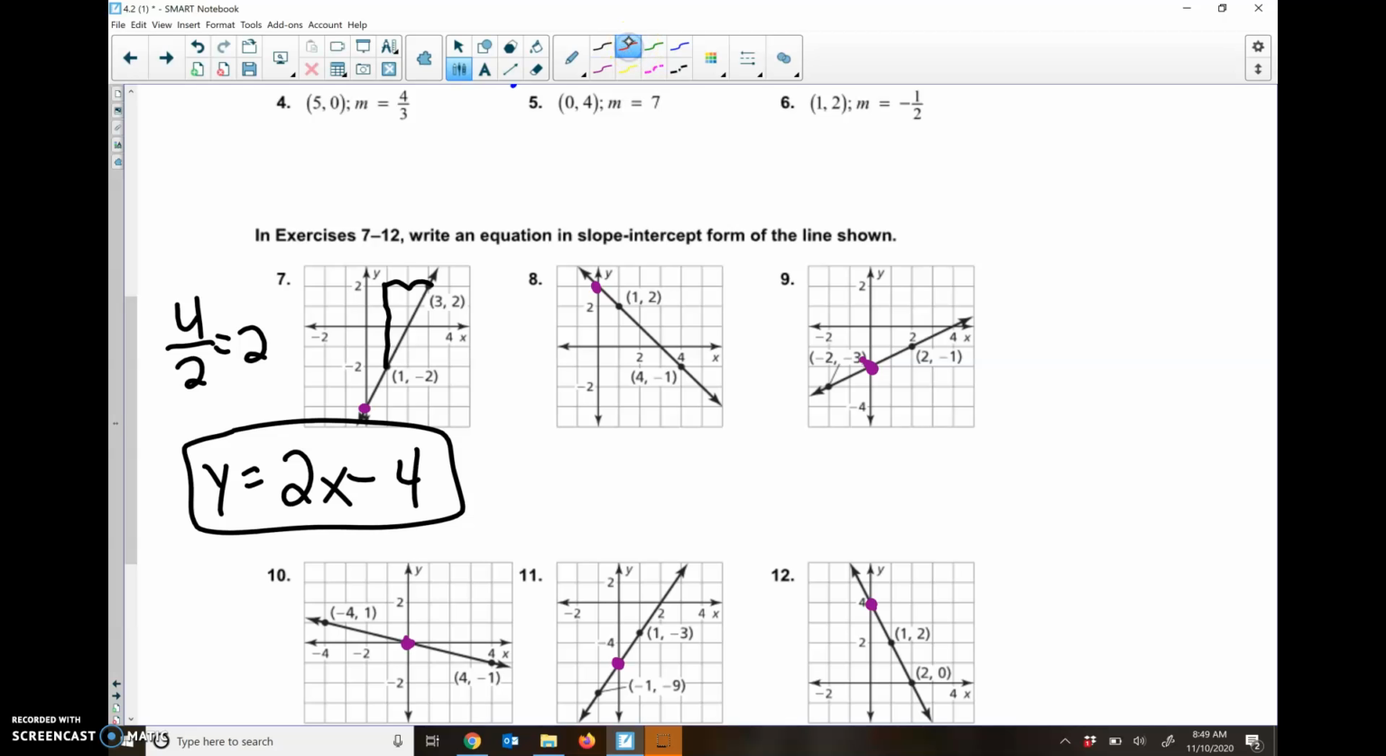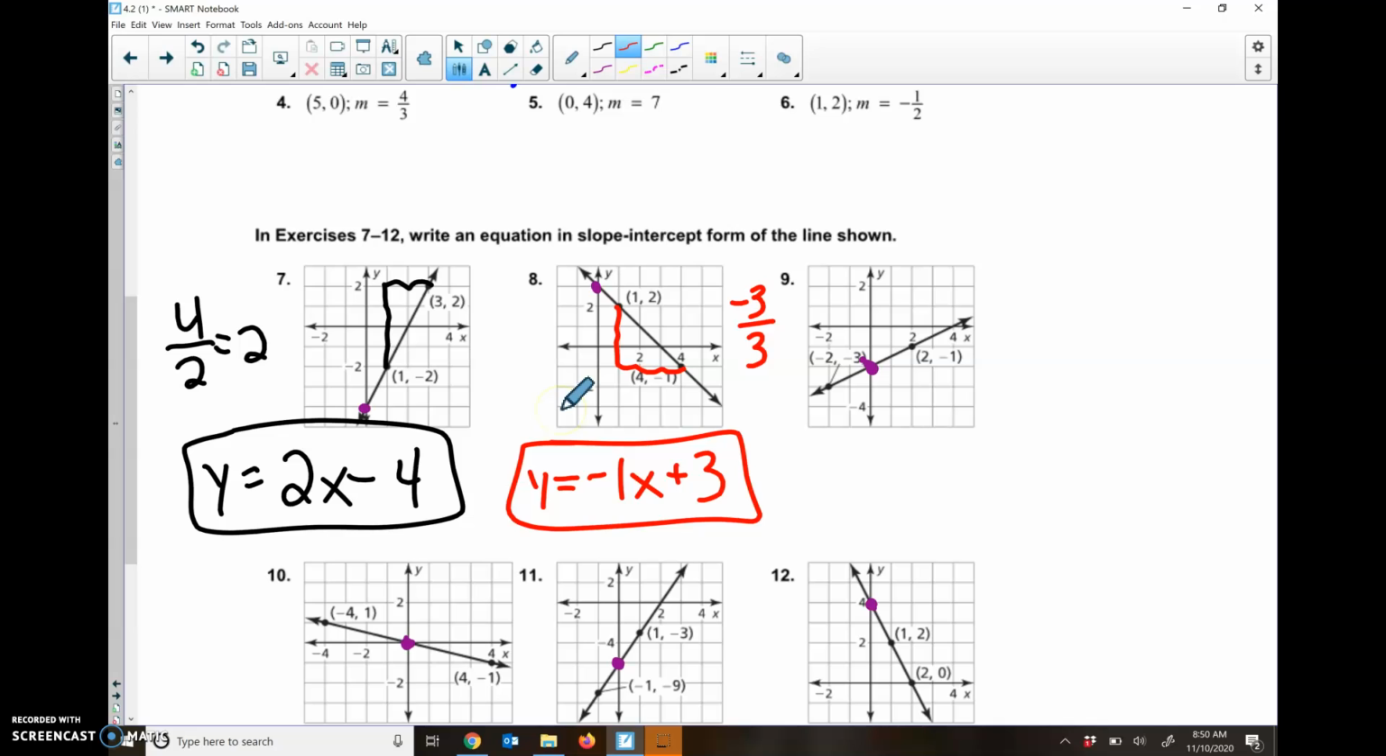Okay. Same thing here. Y equals, and then let's count our slope here. So it looks like I'm going to go down 1, down 2, down 3, to the right 1, to the right 2, to the right 3. So down 3 over 3 can get simplified just as negative 1. And it looks like our y-intercept is crossing at 3. So y equals negative 1x or negative x plus 3.